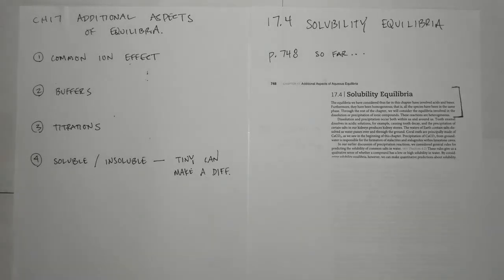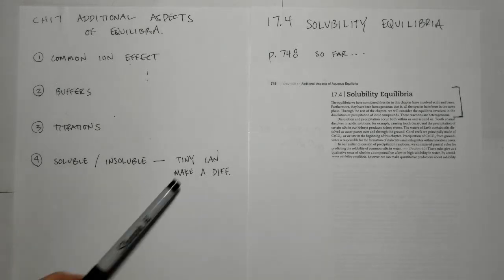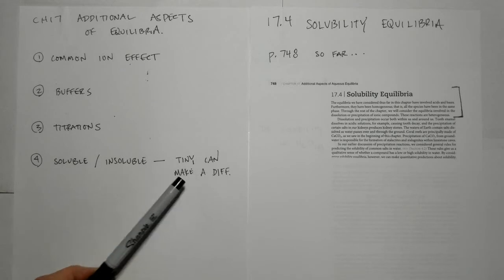So far in Chapter 17, we've talked almost principally about additional aspects of equilibria that are in solution. Mostly they've had to do with acid and base substances, acid-base titrations, and common ions that have to do with acids and bases. Now we shift gears in these last couple videos to a different type of equilibria called solubility equilibria, where a tiny bit can make a difference.